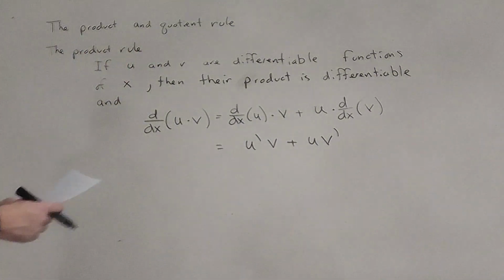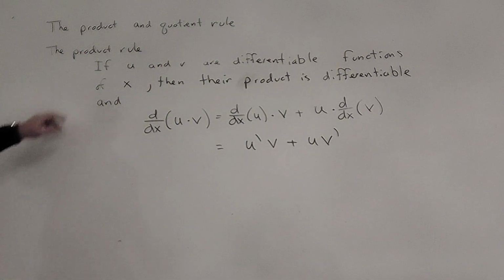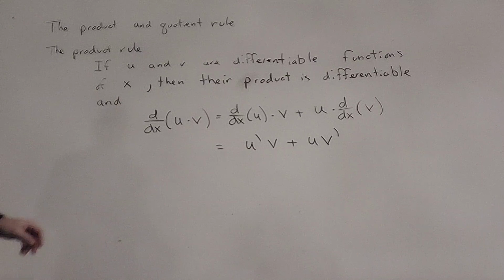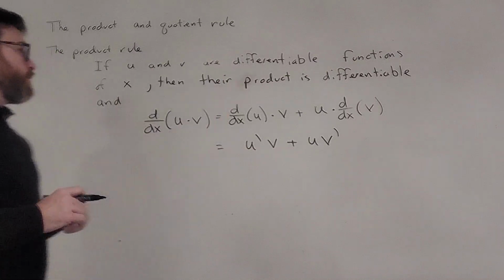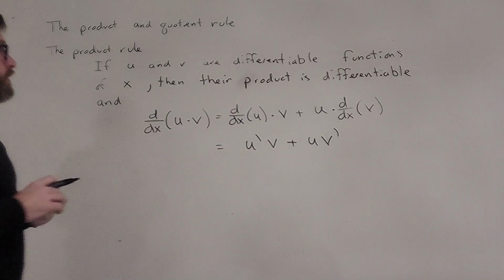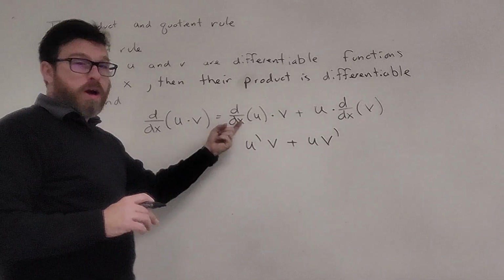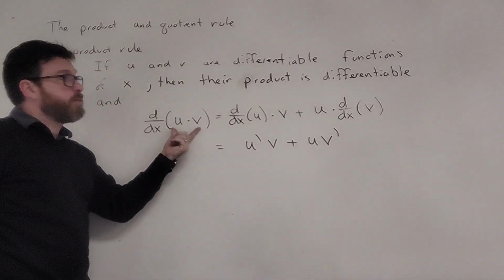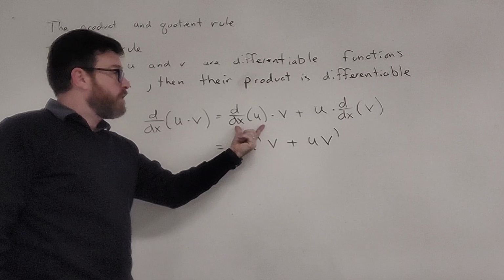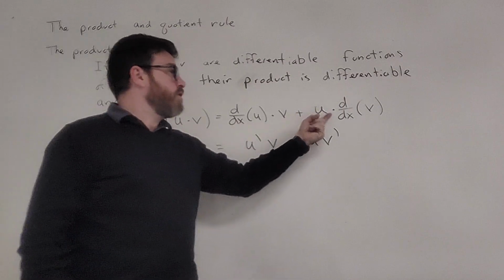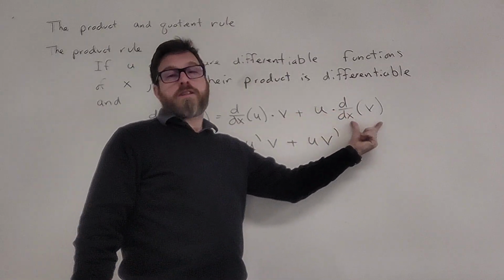So we're going to do the product and the quotient rule. Start out with the product rule. If u and v are differentiable functions of x, then the product is also differentiable. And we can find the derivative of that product by this product rule. So the derivative of u times v is going to be the derivative of u times v plus u times the derivative with respect to x of v.